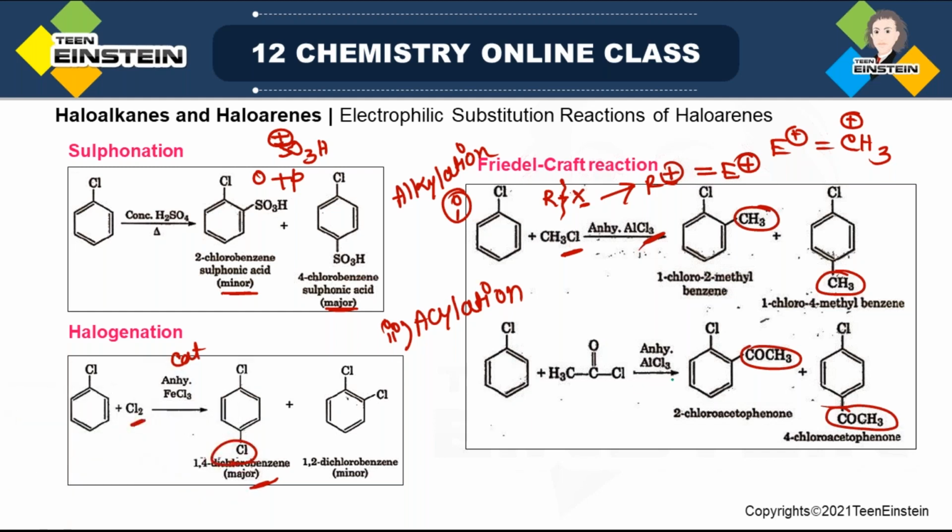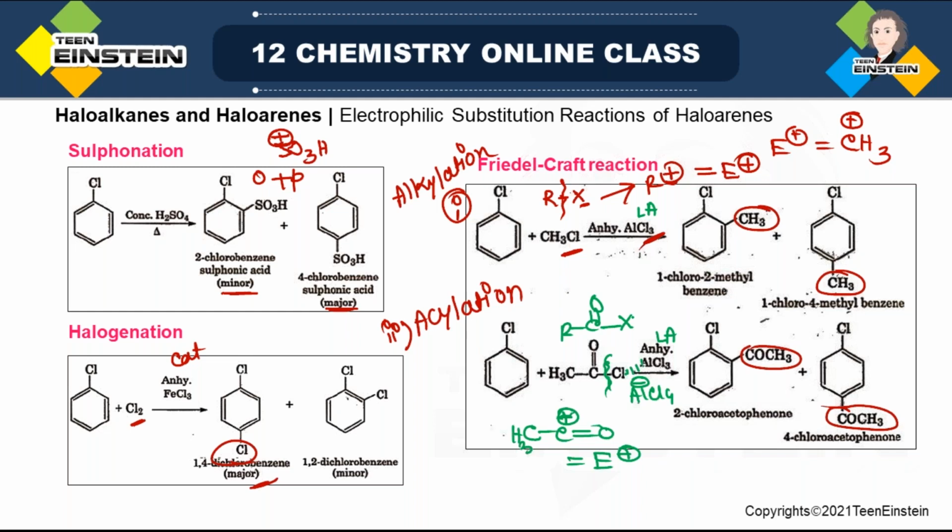Similarly, if it is CH3COCl, then this bond will be weakened, because AlCl3 will interact with chlorine. It will form AlCl4 minus. So this bond will be broken. There will be generation of the electrophile, which is this one. So this is E plus, and it is inserted at the ortho position and para position. So here our purpose is to generate the electrophile. And for that purpose, we have used some anhydrous Lewis acid catalyst, and we have used some alkyl halide, that is RX, and in this case it is RCOX.